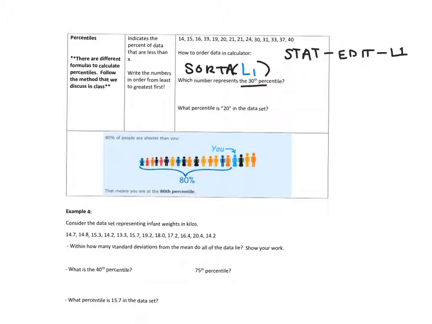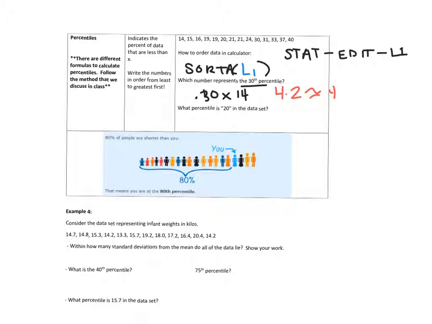So which number represents the 30th percentile? What you do is you take the number of data that you have, 1, 2, 3, 4, 5, 6, 7, 8, 9, 10, 11, 12, 13, 14. So there's 14 pieces of data. I'm going to take 30% times 14. So I do 0.3 times 14, and I get 4.2. So I'm going to round that to 4. If it's 4.5, round it up to 5. If it's 4.6, round it up to 5.